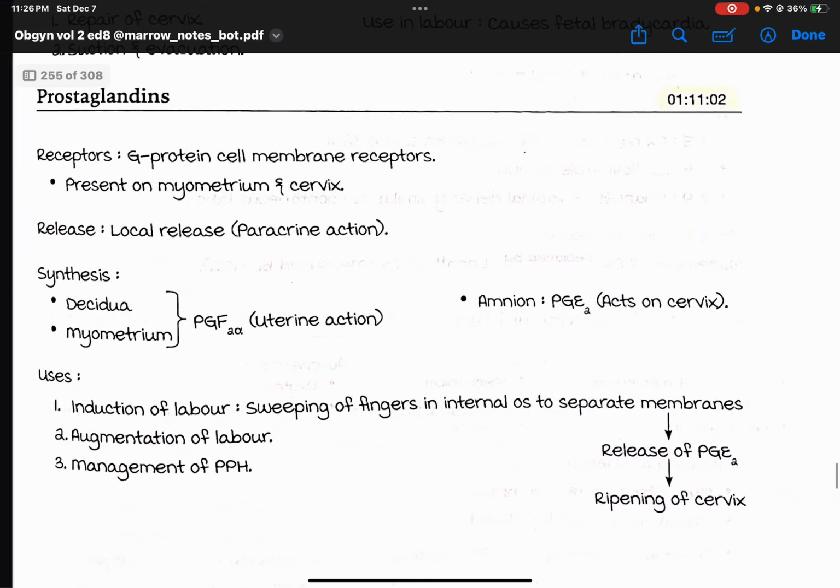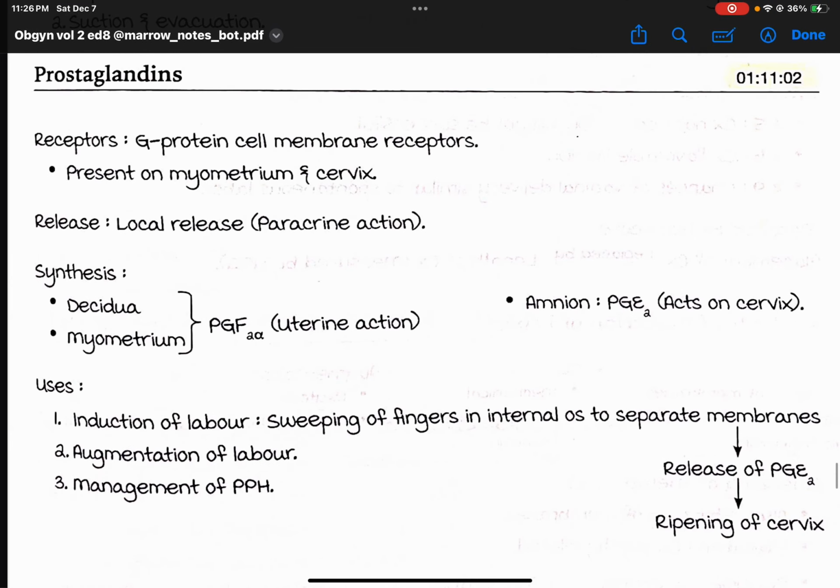Prostaglandins. Receptors: G protein cell membrane receptors, present on myometrium and cervix. Local release, paracrine action. Synthesis in decidua and myometrium. PGF2 alpha has uterine action. Amnion PGE acts on cervix.